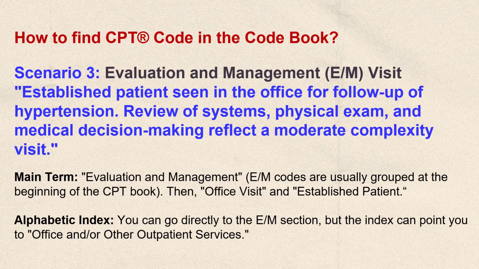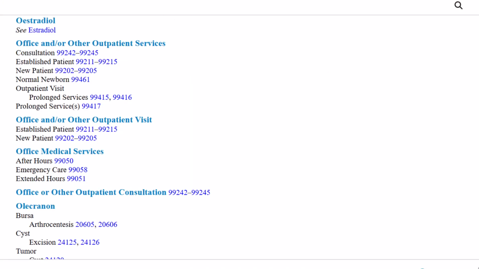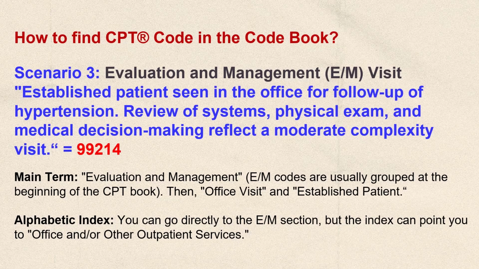So I'll show you the index method. When you go to the index, you have to search for office and other outpatient services, and the patient is established. So this is established patient. You have to go to the code series 99211 to 99215. So let's go to the code series here. For evaluation and management type questions, you need to consider the key components: history, then examination, then medical decision making or time.